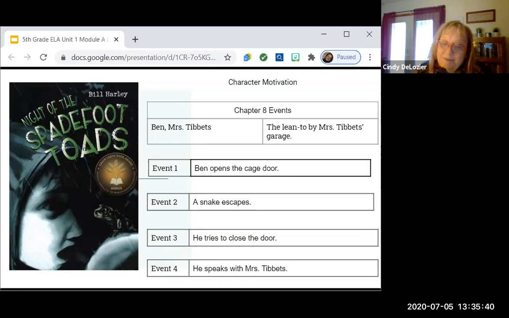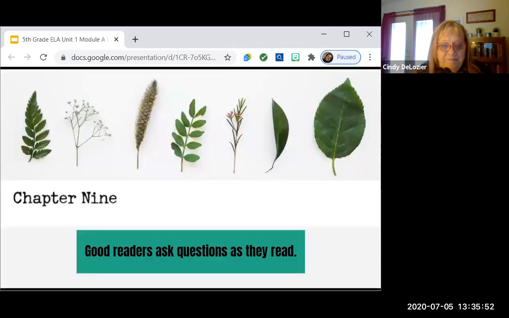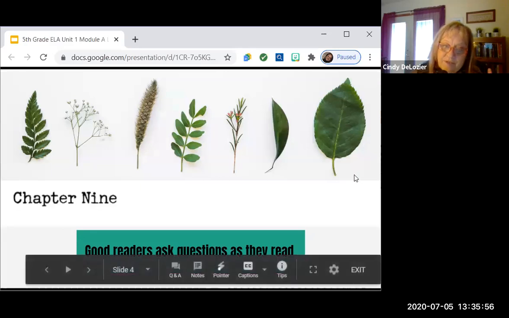I agree. He was afraid Mrs. Tibbets would find out he had messed with the cage and let the snake out. It was an accident, but he still knew what he had done was wrong. Let's continue with the story. We're going to read chapter 9, and don't forget, good readers ask questions as they read.